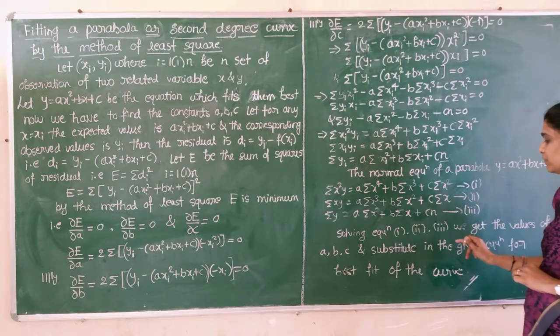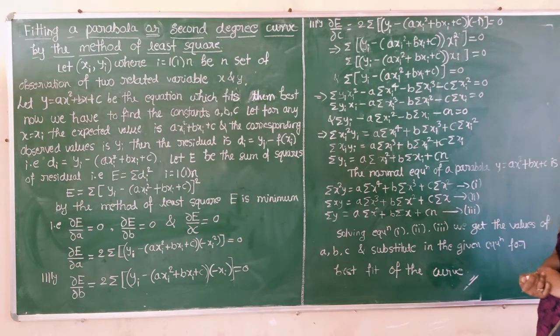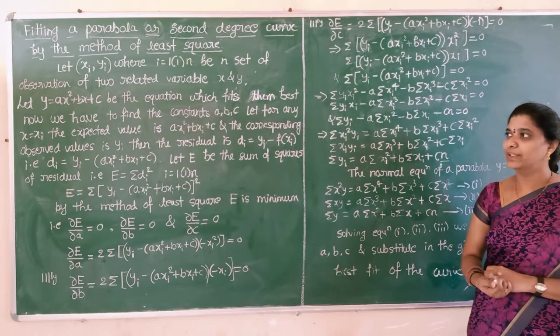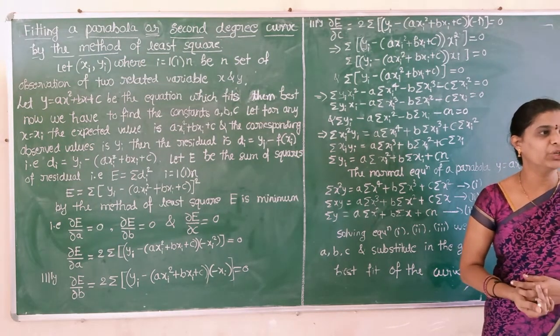After substituting the values of a, b, c, we get the equation of the form y = (a value)x² + (b value)x + (c value), which is the best fitting curve.